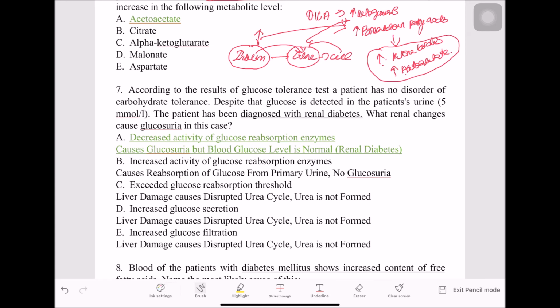According to the result of the glucose tolerance test, a patient has no disorder of carbohydrate intolerance. Despite that, glucose is detected in the patient's urine, and the patient is diagnosed with renal diabetes. What renal change was glucosuria in this case? When there is a high level of glucose in the blood, it will be excreted through urine, and we call it glucosuria. Decreased activity of the glucose reabsorption enzyme causes glucosuria, but the blood glucose level is normal. That is renal diabetes.